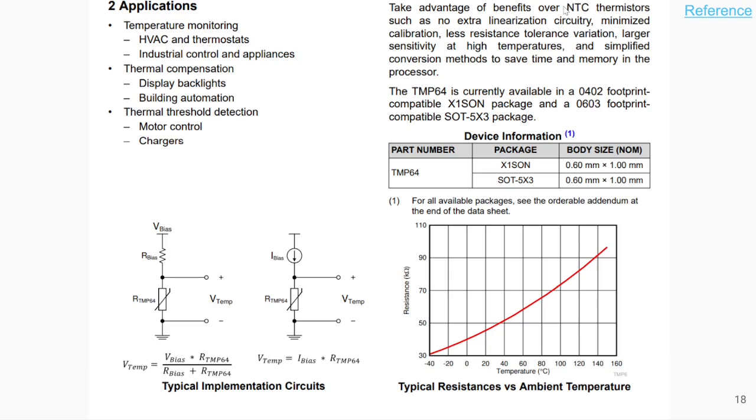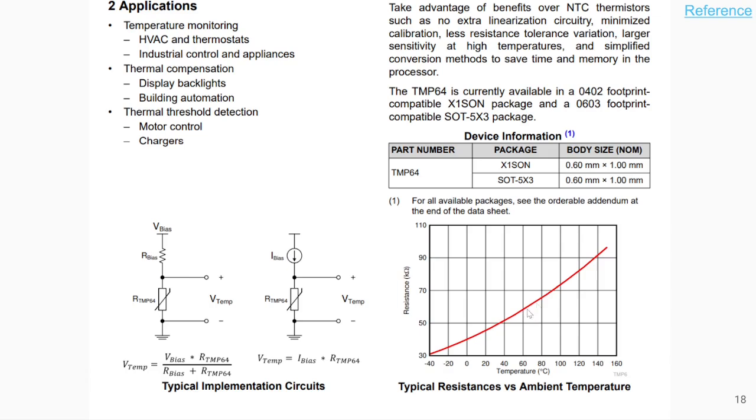So what we are learning is that if you don't need specifically a PTC thermistor, go for an NTC thermistor, provided that it falls within your temperature range. The TMP64 is currently available in 0402, so this is the size of the SMD. Footprint compatible, excellent thermal package, and 0603 footprint compatible SOT 5x3 package. Okay, so that's what it is.